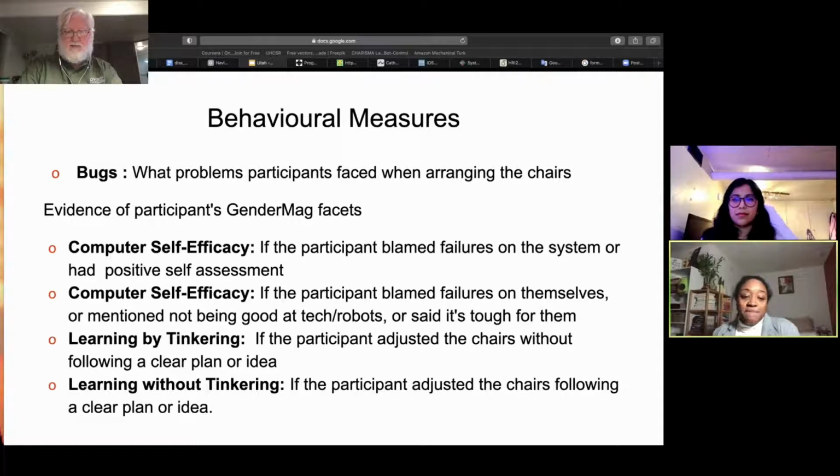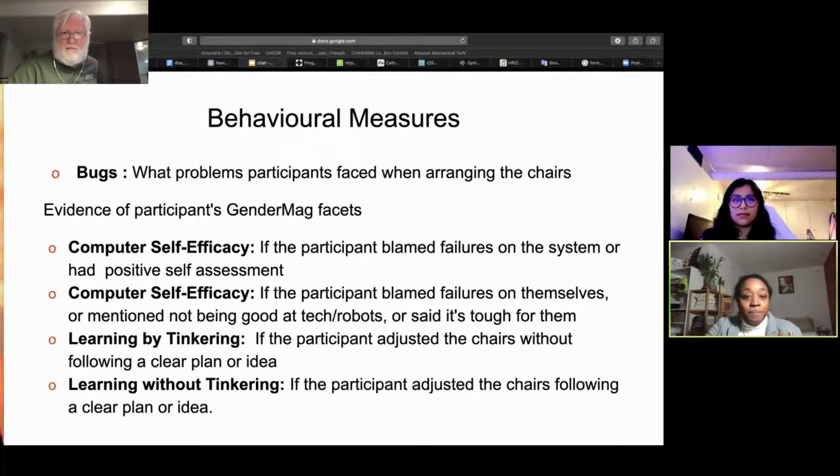We also looked at, do they learn by tinkering, or would they actually follow the tutorials that we gave them? So in the study, I actually gave them a tutorial verbally. And while I'm demonstrating the capabilities of the chair and how they can move, some of them started tinkering and didn't care about the tutorials. And some of them actually took their time. They listened to the full tutorial, rehearsed, and then they started making the arrangements. So that was enough indication for us to point to their GenderMag facets in terms of learning by tinkering or without tinkering.